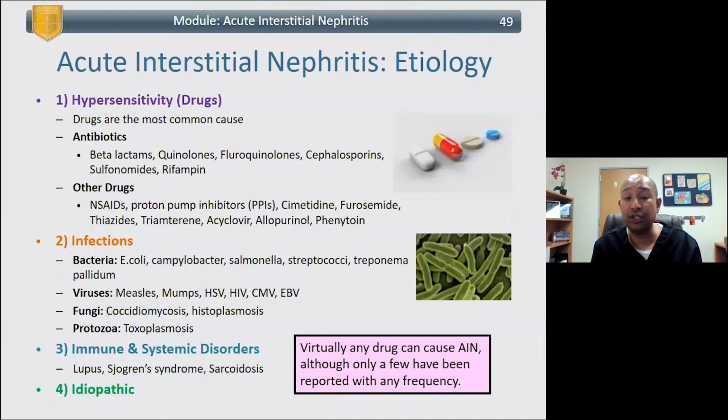And of course, when you say infections, which one? Well, kind of all of them, but I listed a couple here like E. coli, Campylobacter, and Salmonella. Different viruses can do it, fungi, and even parasites can do it. For immune system and systemic disorders, you think about things like lupus, Sjogren's, and even sarcoid. And once again, sometimes you just don't know.